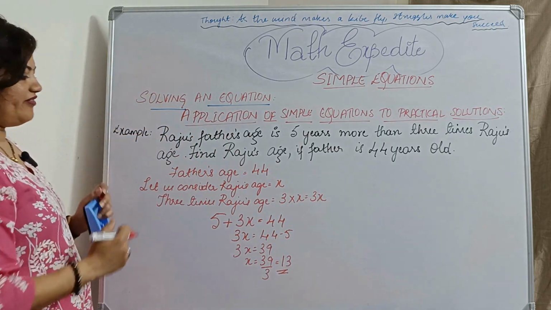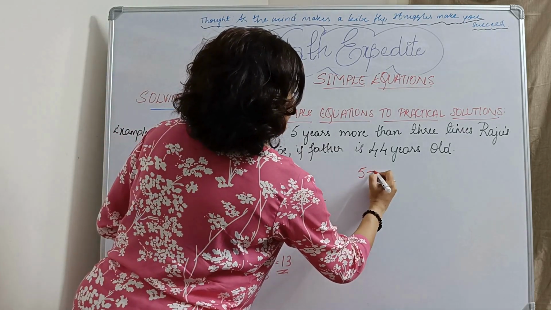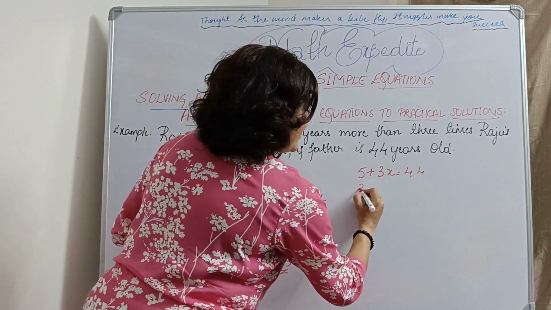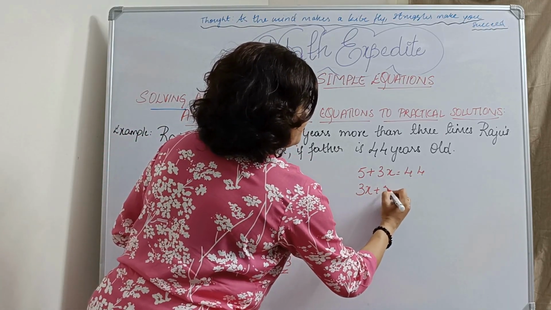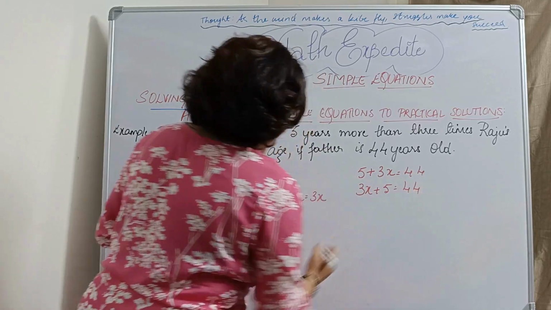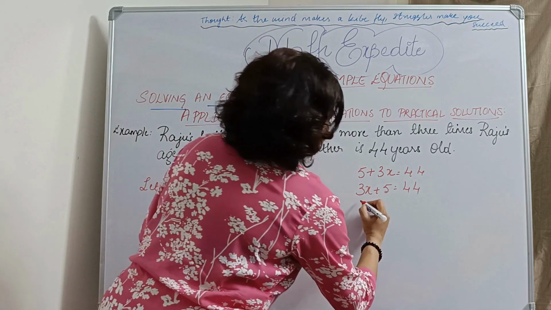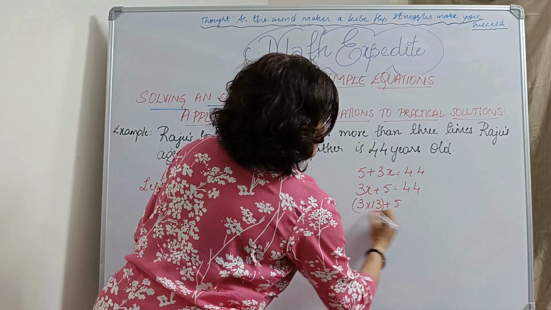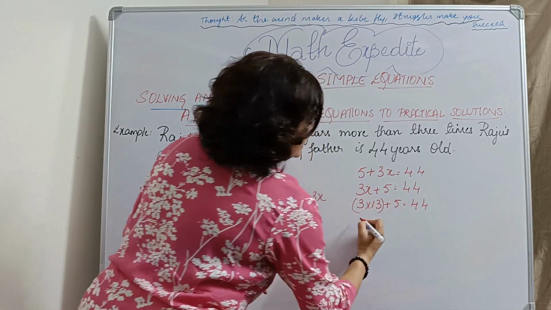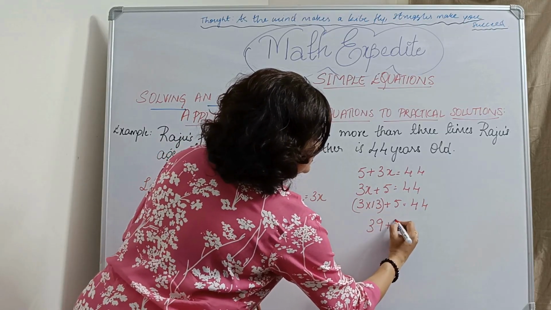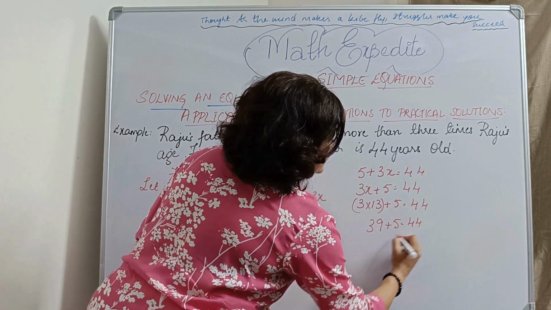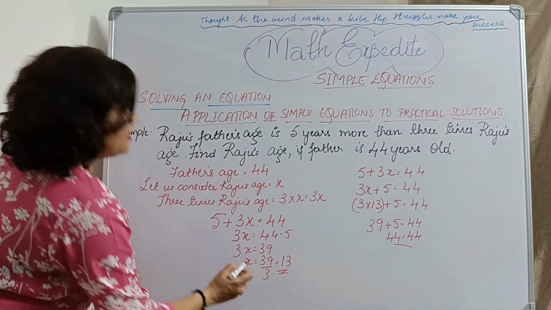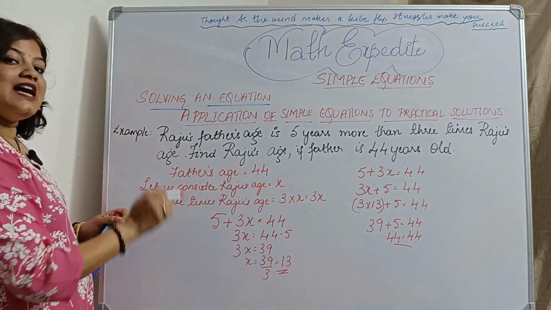So let us verify. 5 plus 3x equals 44. I can rewrite this equation as 3x plus 5 equals 44. What is x? X is 13. 3 into 13 plus 5 equals 44. 13 into 3 is 39 plus 5 equals 44. Did I get 44 here? Yes. So, Raju's age is 13.